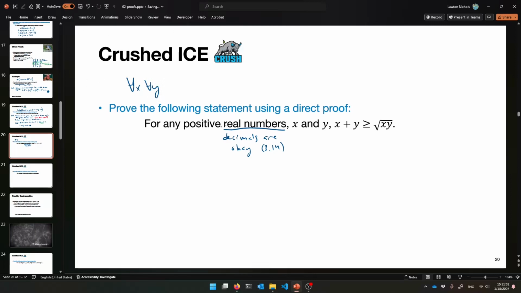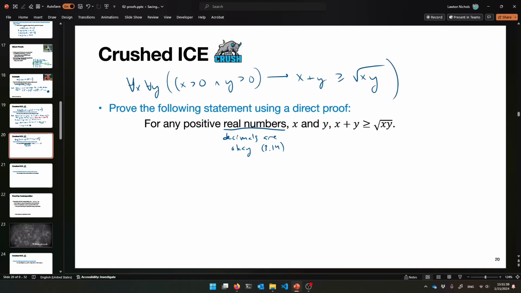So we got an if-then statement here secretly, because that's what we need for a direct proof. What's the if part? Like this is our conclusion. What's the if part? If they're positive, right? If this is true, then this is true. If they're positive, then that's true about those positive numbers. Okay? That's the idea. So if x and y are positive, how do you write that in math? If x is greater than 0 and y is greater than 0, then what's true about them? x plus y, their sum, x plus y is greater than or equal to the square root of x times y. Okay? That's what's going on.